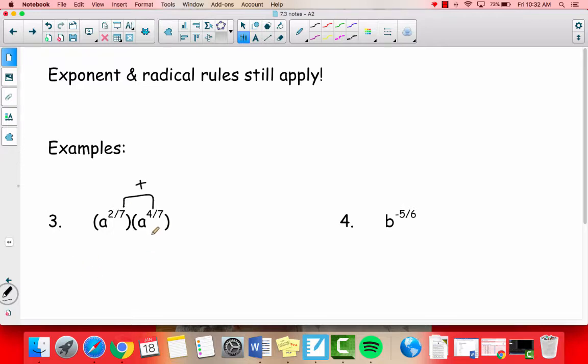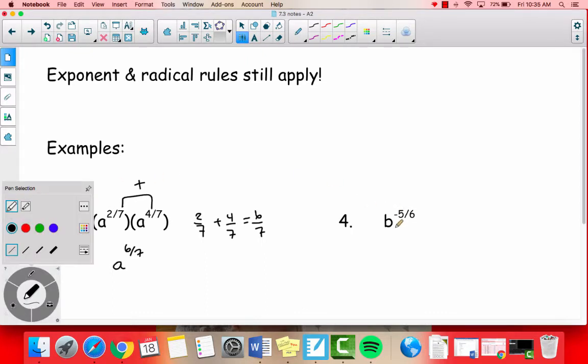So I'm going to keep the base the same, and I'm going to go ahead and add 2 sevenths plus 4 sevenths. When I add those together, I'm going to get 6 sevenths. So this would be my answer, a to the 6 sevenths. And of course, if you get something like this, you want to make sure you reduce it if possible, but there's no way of reducing this one, so you would leave it as is.